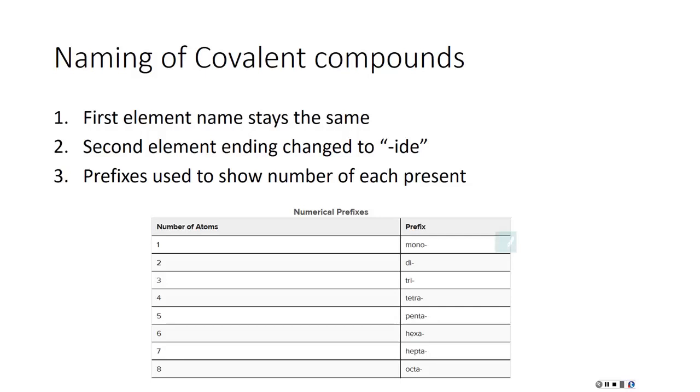Let's do P3S. P3S. P is phosphorus. Now I'm a little nervous about spelling it. S is sulfur.